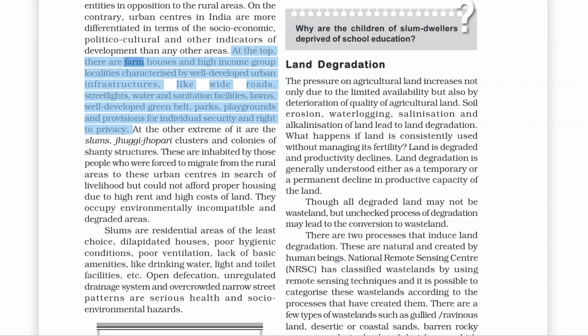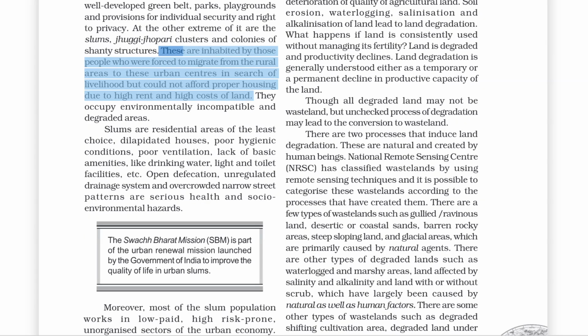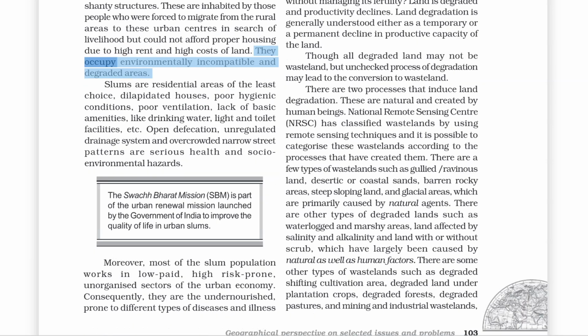At the top, there are farmhouses and high-income group localities characterized by well-developed urban infrastructures, like wide roads, streetlights, water and sanitation facilities, lawns, well-developed green belt, parks, playgrounds and provisions for individual security and right to privacy. At the other extreme of it are the slums, juggi-jhopri clusters and colonies of shanty structures. These are inhabited by those people who were forced to migrate from the rural areas to these urban centers in search of livelihood, but could not afford proper housing due to high rent and high costs of land. They occupy environmentally incompatible and degraded areas.